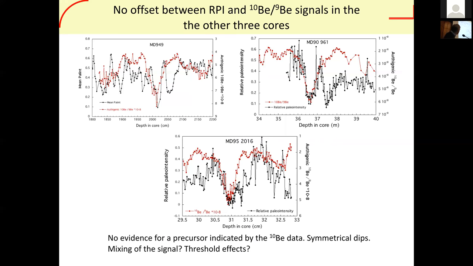It could represent some mixing of the signal, a large mixing of the beryllium 10 signal that we have not been taking into account yet. It could also be characteristic of a threshold, but I don't really believe that this is the case. That's something we need to understand further. But still, the agreement is okay.